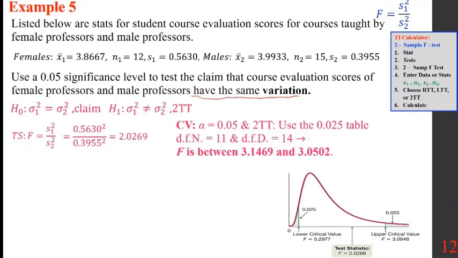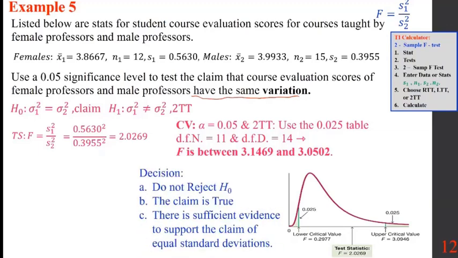If you're not rejecting H0, then the claim comes with it. You're not rejecting, the claim becomes true, and you write the rest of it. There is sufficient evidence to support the claim of equal standard deviations. This is a short way of writing it, or you can write the whole thing.